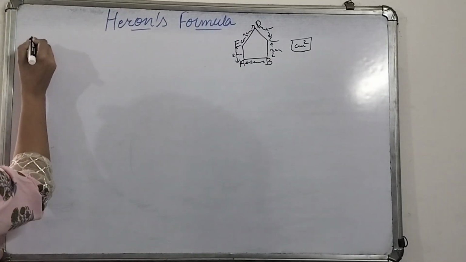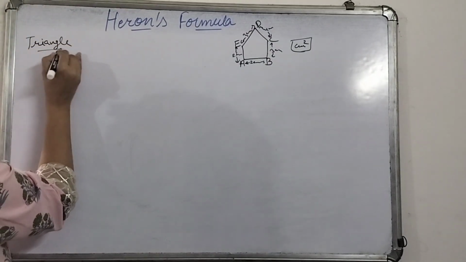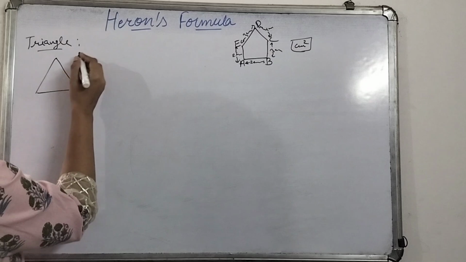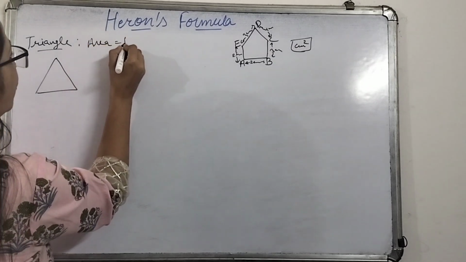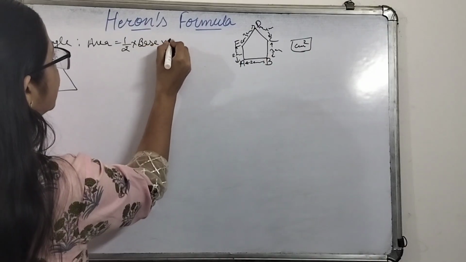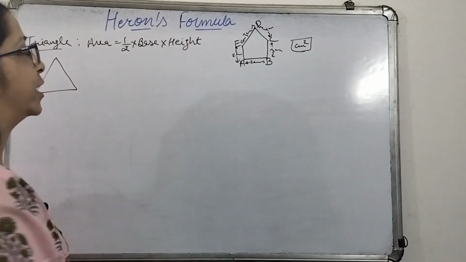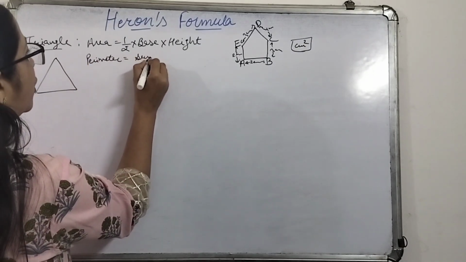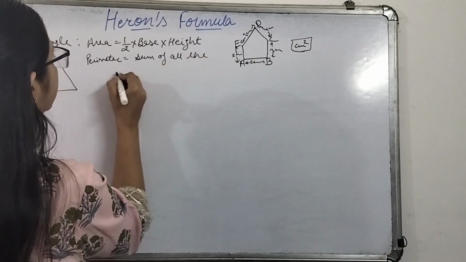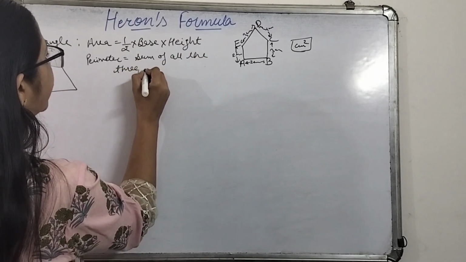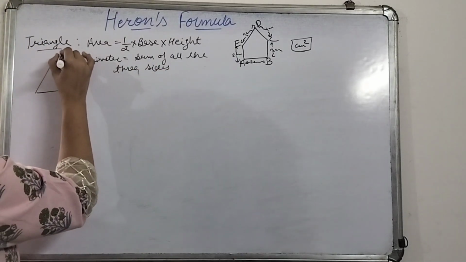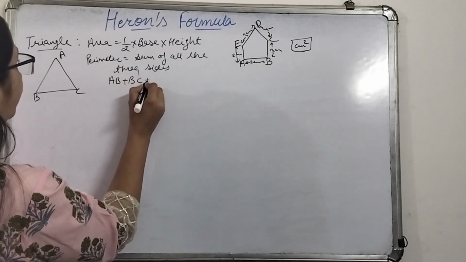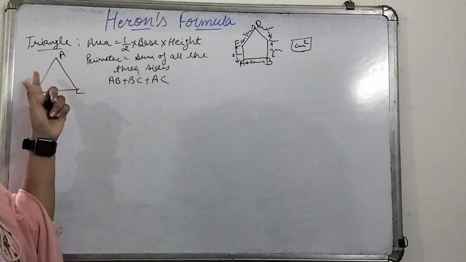So first of all, if we are talking about a triangle, we know that a triangle has 3 sides, 3 vertices and 3 angles. This is your triangle, and the area of a triangle is given by 1 upon 2 into base into height. This is the formula for finding the area of any triangle. And what will the perimeter of a triangle be? Perimeter will be the sum of all the 3 sides. Now this is A, this is B, and this is C. So perimeter will be given by AB plus BC plus AC. This will give us the perimeter of the triangle.